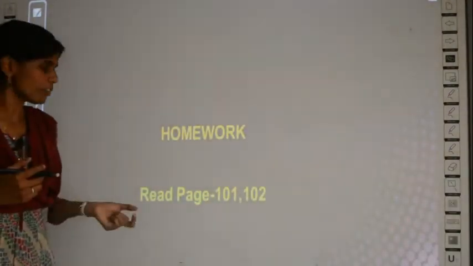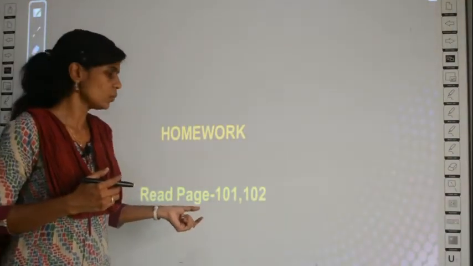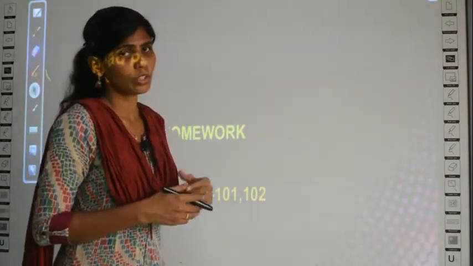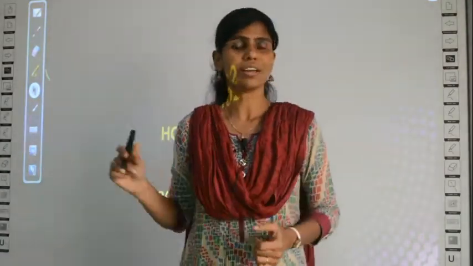So for your homework, read pages 101 and 102, the topic that I have taught today. You can find it in these 2 pages. Please read your daily lessons so that it is easy for you for your exams, as well as you remember the concepts very well as soon as you read after watching the videos. So keep reading and keep preparing for your next class test also.